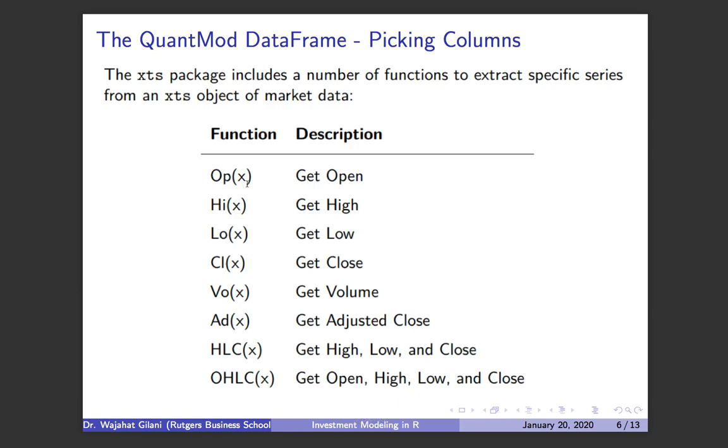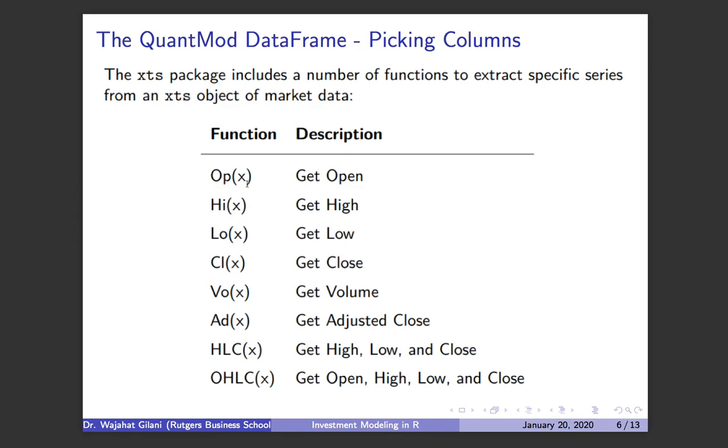Now here, quantmod XTS tables have certain functionalities built into them that you can use to make your life easier. These functionalities belong only to the quantmod XTS table and cannot be used with other kinds of tables. What do these functions do? OP gets you the open column. This literally will give you a certain column. HI gives you the high column, LO the low column, CL the close column, VO the volume, and AD the adjusted close.